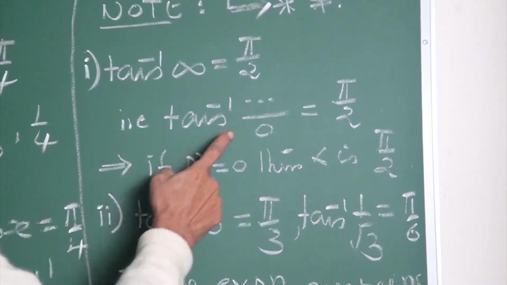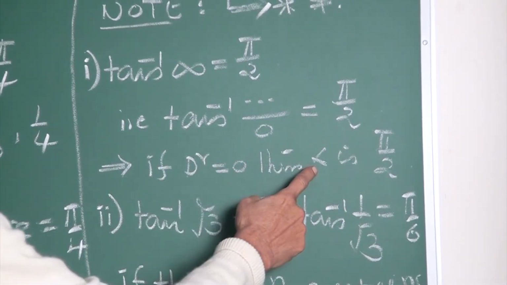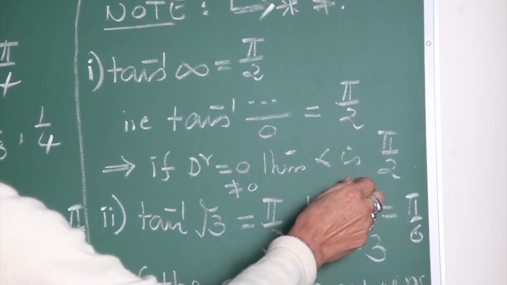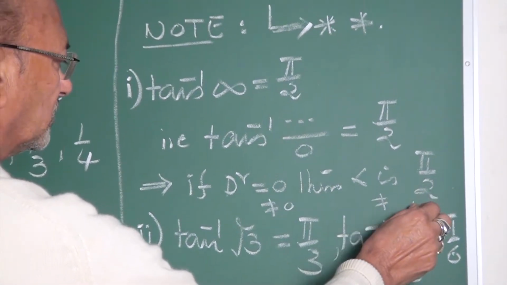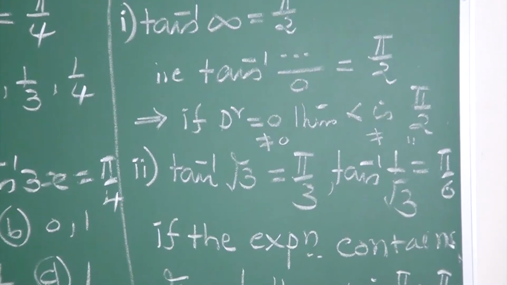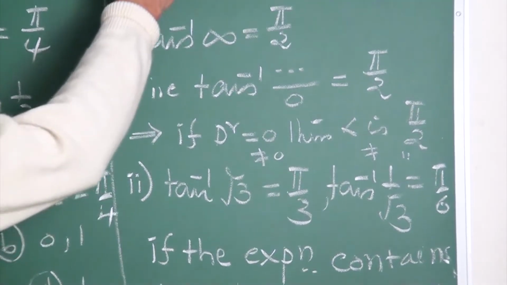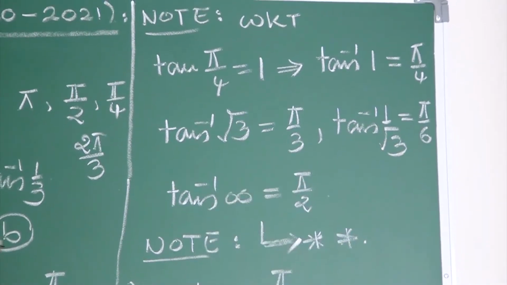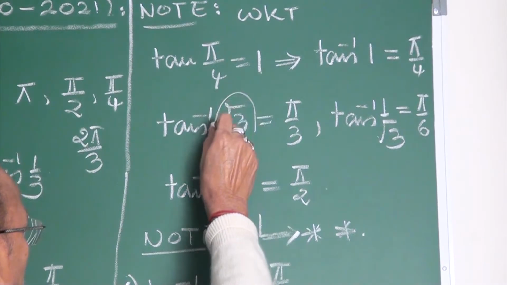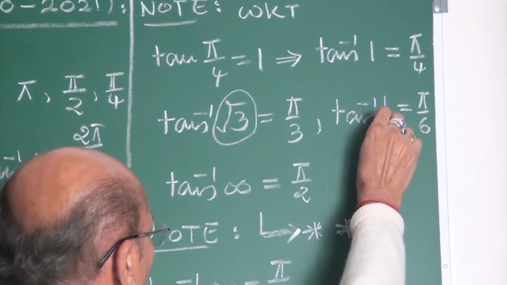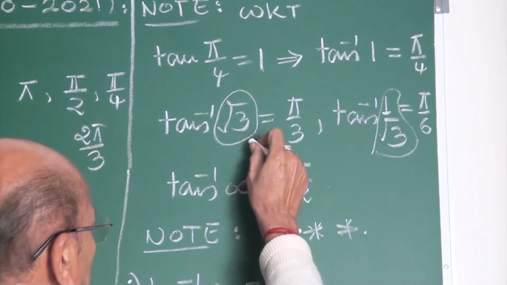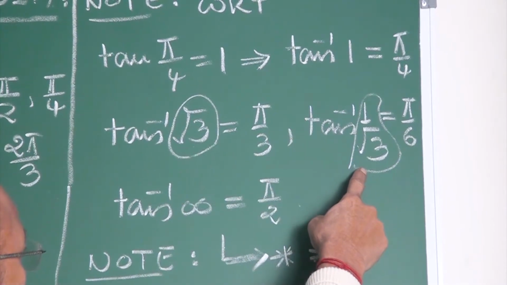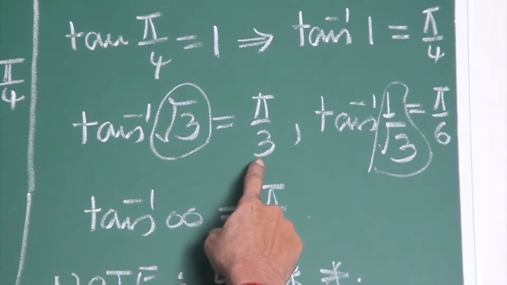The same thing I have written here. If the denominator is 0, then the angle is pi by 2. If the denominator is not equal to 0, the angle is not pi by 2. What is another one? 1 by root 3 is pi by 6, and root 3 is pi by 3. If your expression, numerator upon denominator, contains root 3 as a numerator or root 3 as a denominator, if root 3 is in the numerator, the angle is 60 degrees.